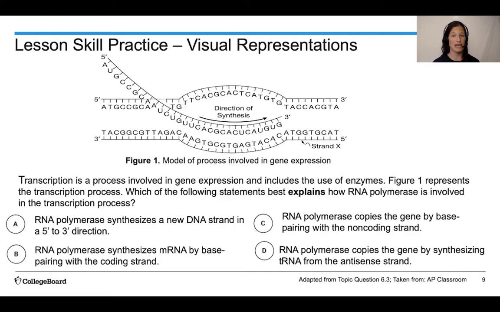Transcription is a process involved in gene expression, and it includes the use of enzymes. Figure 1 represents the transcription process. Which of the following statements best explains how RNA polymerase is involved? A. RNA polymerase synthesizes a new DNA strand in a 5' to 3' direction. B. RNA polymerase synthesizes mRNA by base pairing with the coding strand. C. RNA polymerase copies the gene by base pairing with the non-coding strand. And D. RNA polymerase copies the gene by synthesizing tRNA from the antisense strand.